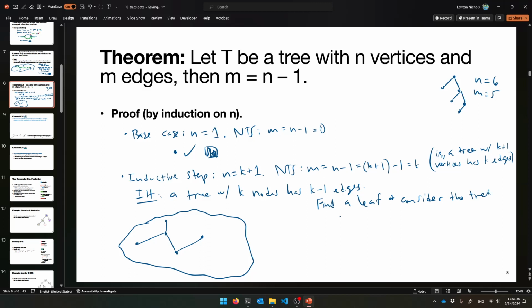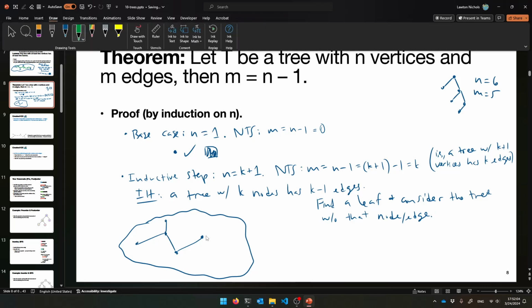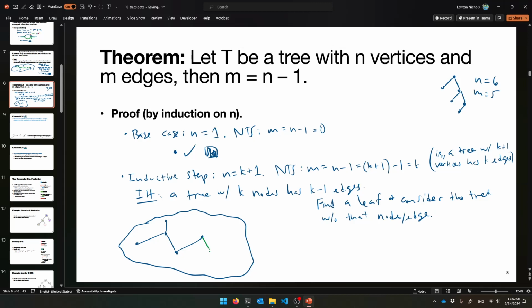Without the node itself, and also the edge that got you there. All right. So let's say that this is a leaf right here in my tree of size k plus 1. I know it's bigger than 1 for sure because we're not the base case right now. So here's my k plus 1th node, and here's the edge because it's a leaf. It looks like that.